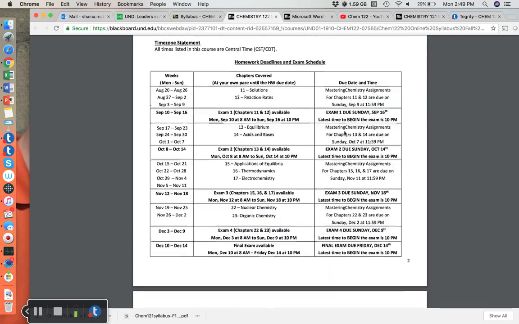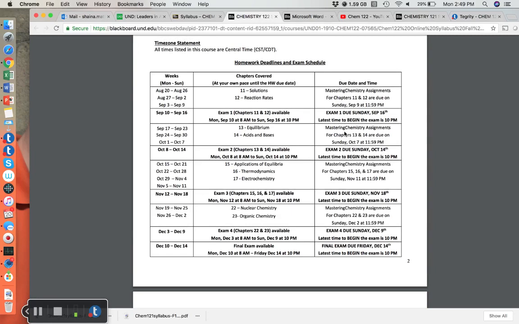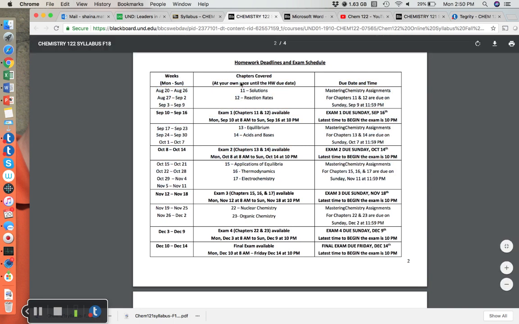Now let's look at our schedule. So this schedule takes a little bit of time to decipher, but let me walk you through it. I have the weeks here on the left-hand side. In the middle are the chapters that we'll cover, and then the due dates are on the right-hand side.